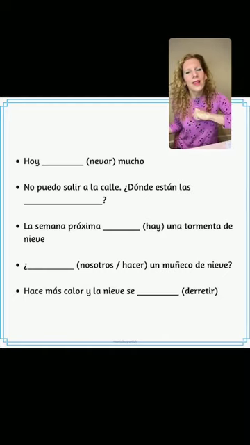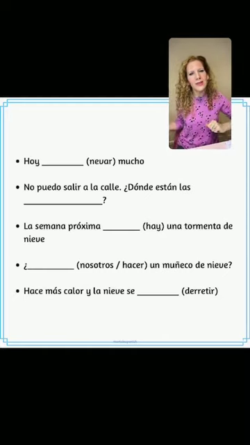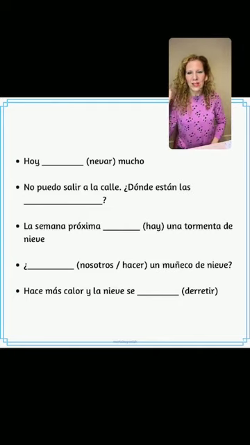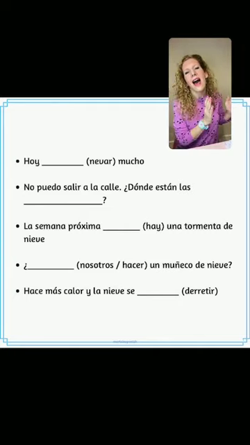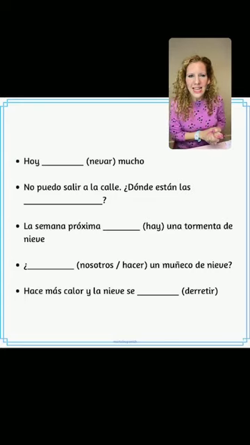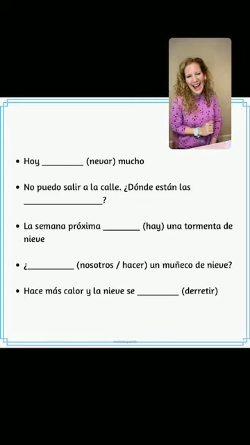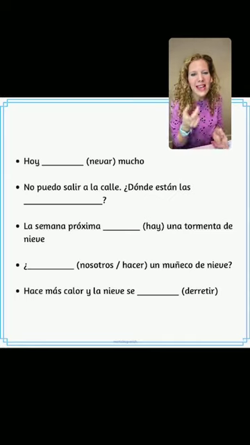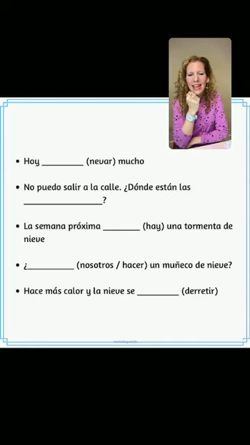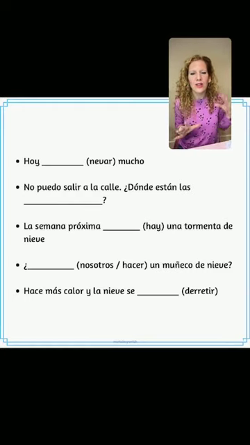So, hoy nevar mucho. What do you think? So today, the verb is snow and then a lot. What do you think? Hoy mucho. Write it down below so that I can see it, okay? Hoy mucho. Do you think you have to conjugate? Nevar.